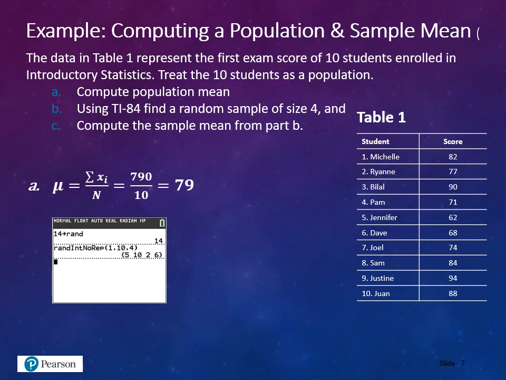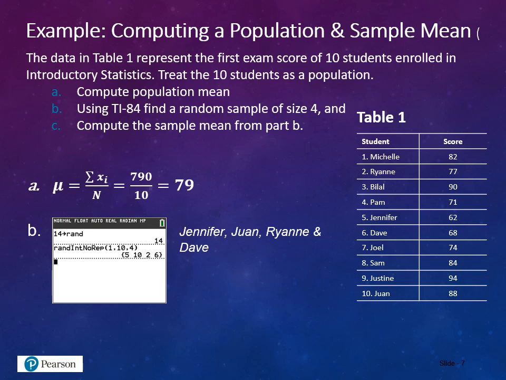So when you have replacement here, then you could get 5526 or something, because you could use the same person again, and we don't want that in most statistical studies. I can't think of an example right offhand. So notice that we have used the TI-84, and in this example we got 5, 10, 2, and 6. Okay, so our sample is going to be made up of student 5, student 10, student 2, and student 6, which gives us Jennifer, Juan, Ryan, and Dave.